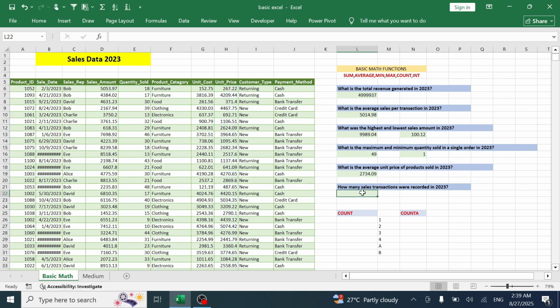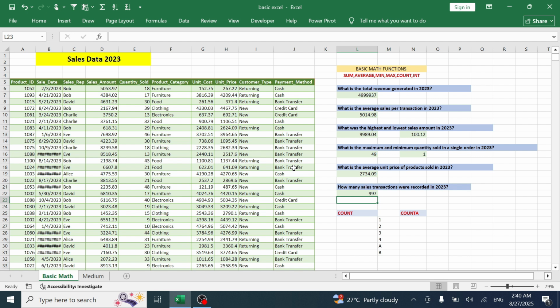The sixth question is, how many sales transactions were recorded in 2023? Here we need to use the count function, and for that we can use any numerical column, because count works only on numbers. We can use sales amount from the sales table, close the bracket. Total 997 transactions were done in 2023.